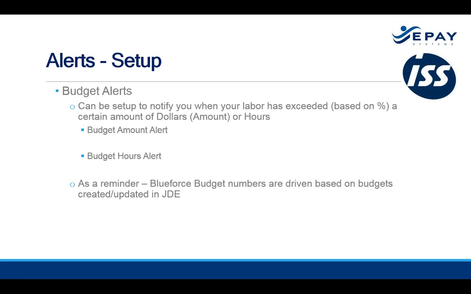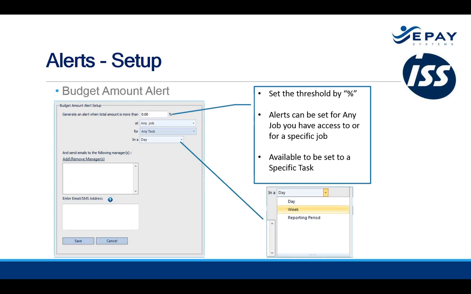Budget alert, the first one we're going to go through, and I'll show you some examples of the screen. And once again, like I mentioned a while ago, from the Blueforce home screen, to start this whole process, you're going to click on the alerts icon. And once you go into the alerts icon, you'll pick which alert you want to work with. This one is the budget amount alert. When you go into the budget amount alert, you'll see how to set them.